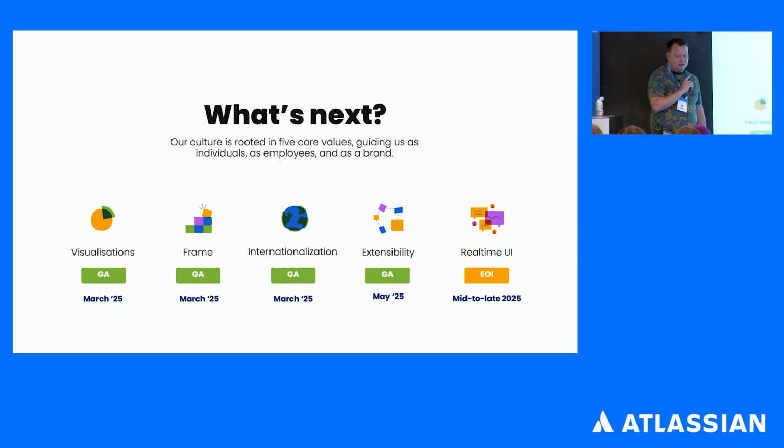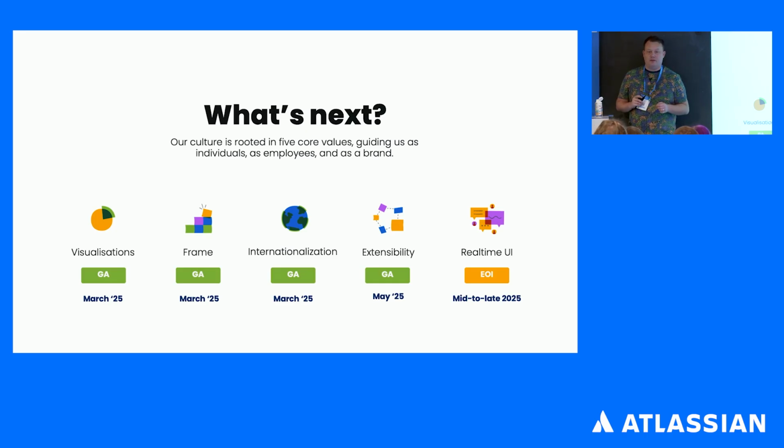So in the next couple of weeks, we'll be releasing the visualizations frame and internationalization for UIKit and Forge UI as GA. We've also been making great strides in improving our extensibility support for Forge UI. So you can now create full-bodied macros for Confluence, and a bunch of other Jira extension points are now available for use within UIKit.